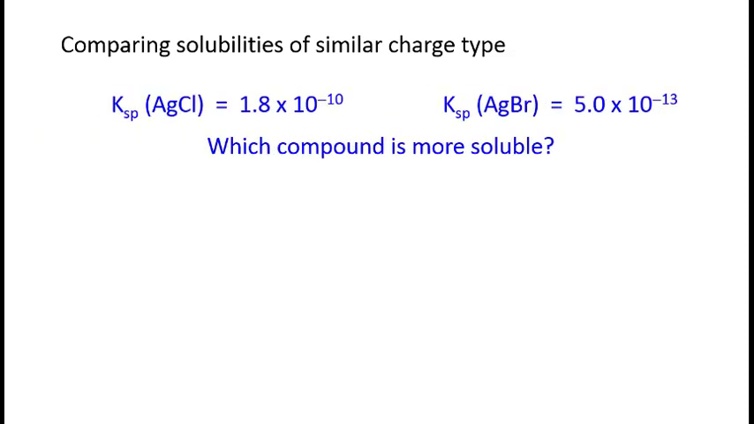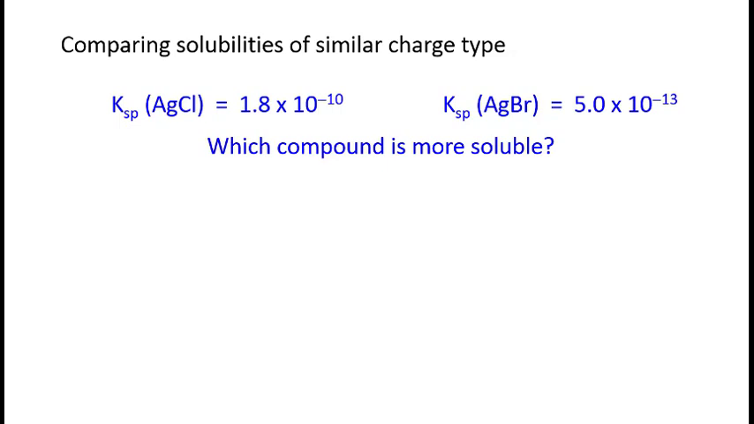If values of Ksp are available, it allows us to compare the solubility of different compounds. However, without a calculator, we can only compare compounds of a similar charge type. For example, if we're given the following information, Ksp for silver chloride equals 1.8 times 10 to the minus 10th power, and Ksp for silver bromide equals 5.0 times 10 to the minus 13th power. We could ask, which is more soluble?